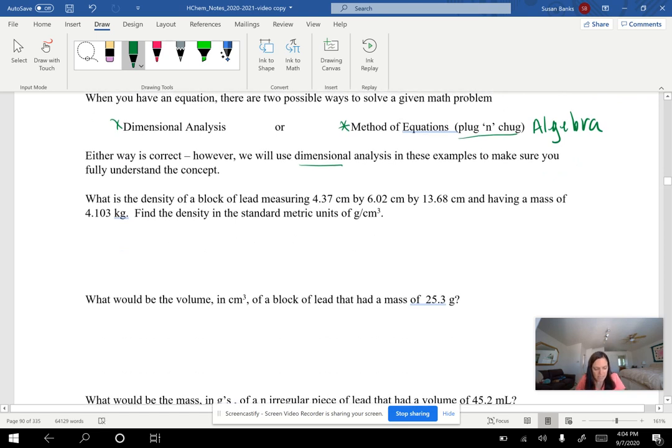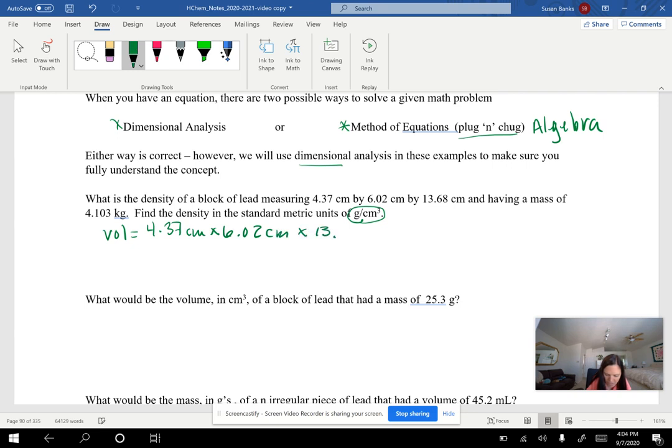Okay, so what is the density of a block of lead measuring 4.37 centimeters by 6.02 centimeters by 13.68 centimeters and having a mass of 4.013 kilograms? Find the density in the standard metric units of grams per centimeter cubed. The first thing we need to do is find the volume. So the volume is going to be 4.37 centimeters multiplied by 6.02 centimeters multiplied by 13.68 centimeters.